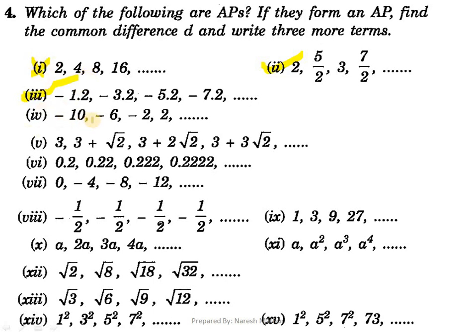Fourth one, minus 10, minus 6, minus 2 and 2. Clearly seen that the difference is the same, positive 4. Minus 10 and minus 6, so we can get the difference. Minus 6 minus of minus 10, so we'll get minus 6 plus 10, so the common difference would be positive 4, and for each term the common difference is the same. So yes, they are in AP. Then the next 3 terms would be 2 plus 4, 6, plus 4, 10, then plus 4, 14. So yes, they are making an AP.